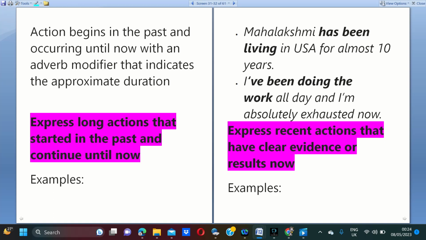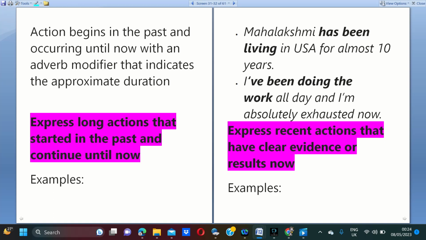We see one example. Mahalakshmi has been living in USA for almost 10 years. Mahalakshmi went to USA in 2013. That is the past action. See, she lived there up to 2022. Some kind of action has been finished here. The action has been finished up to some extent.